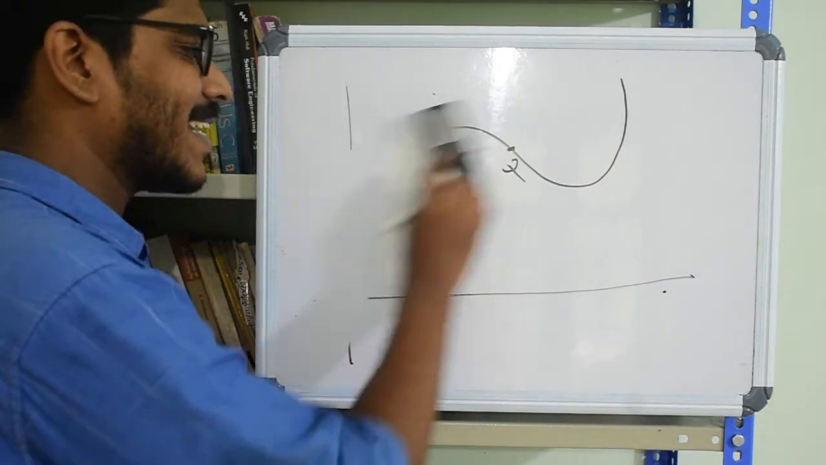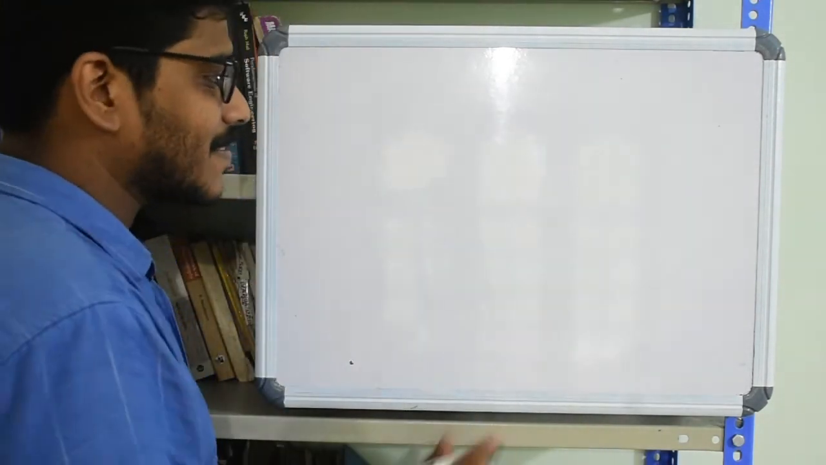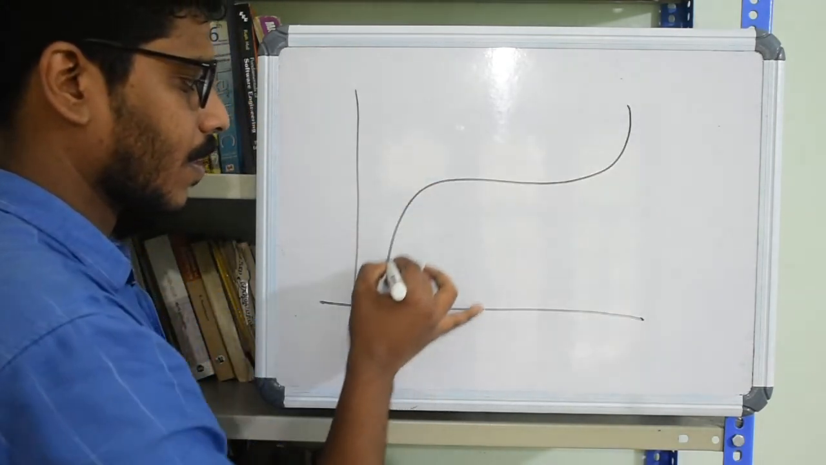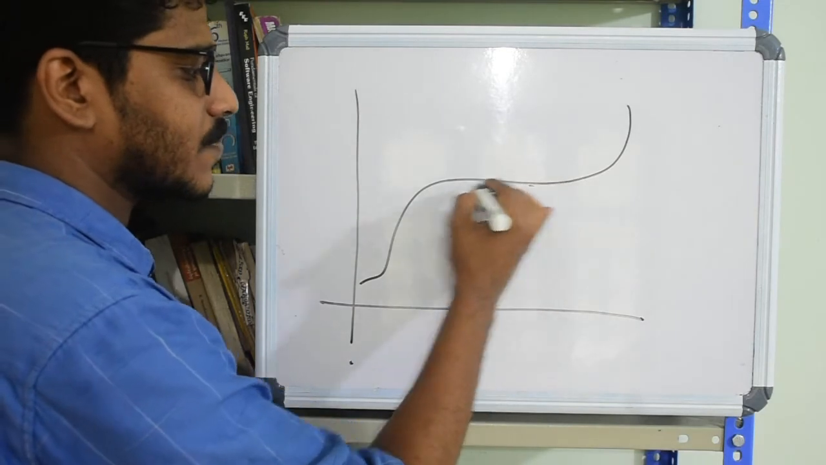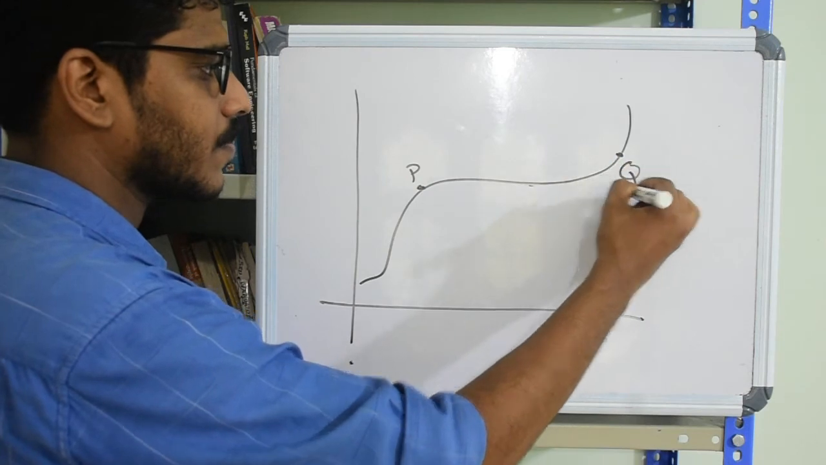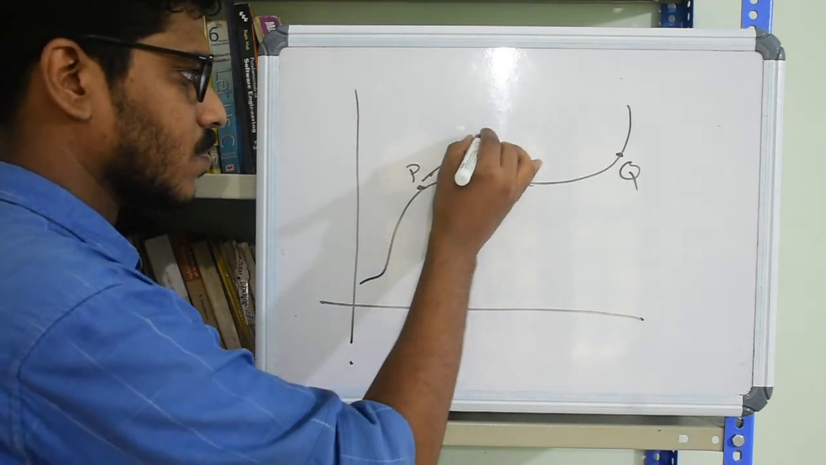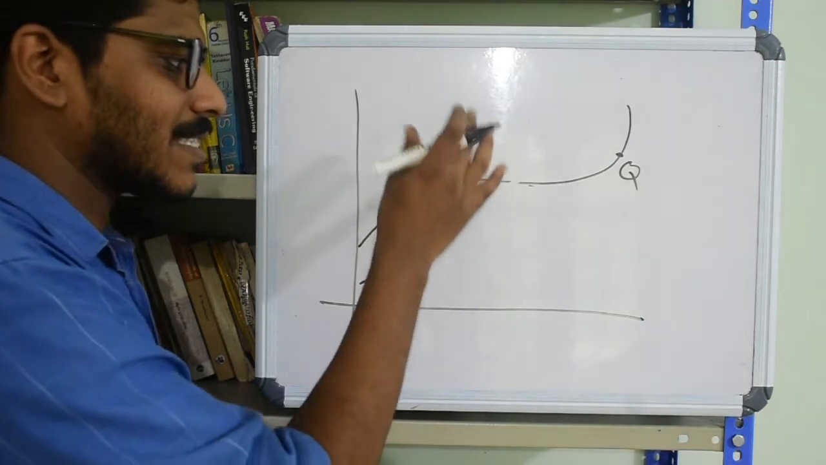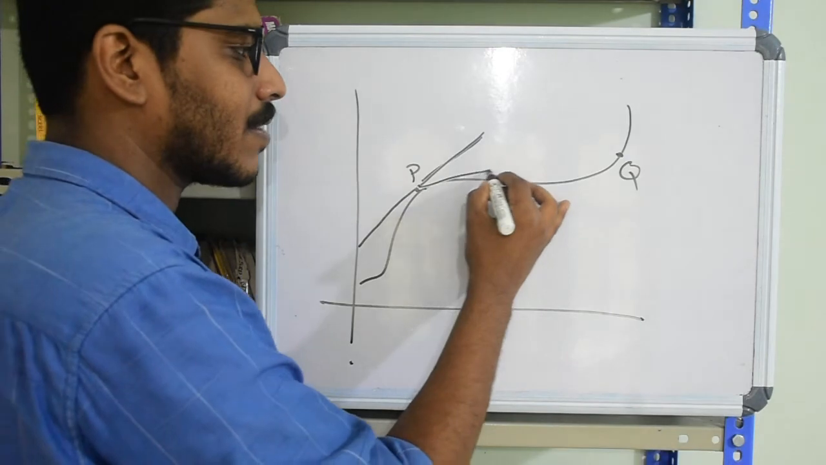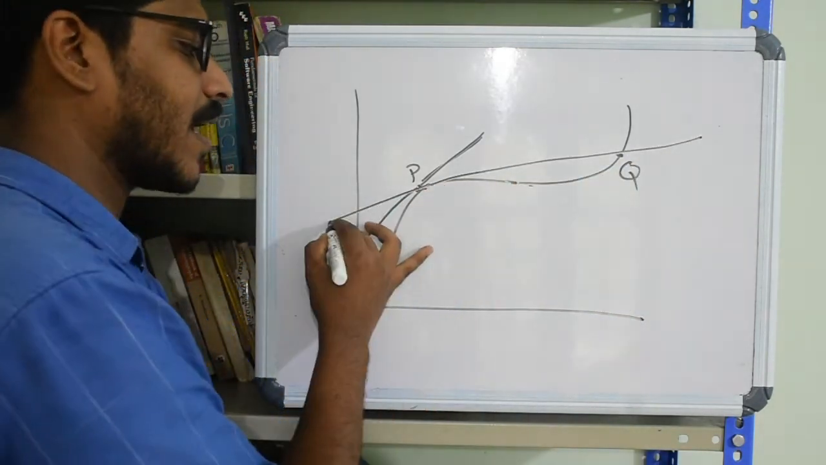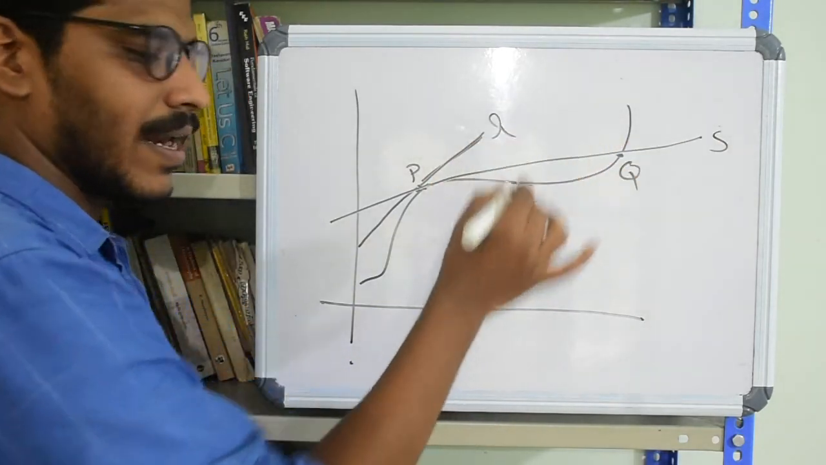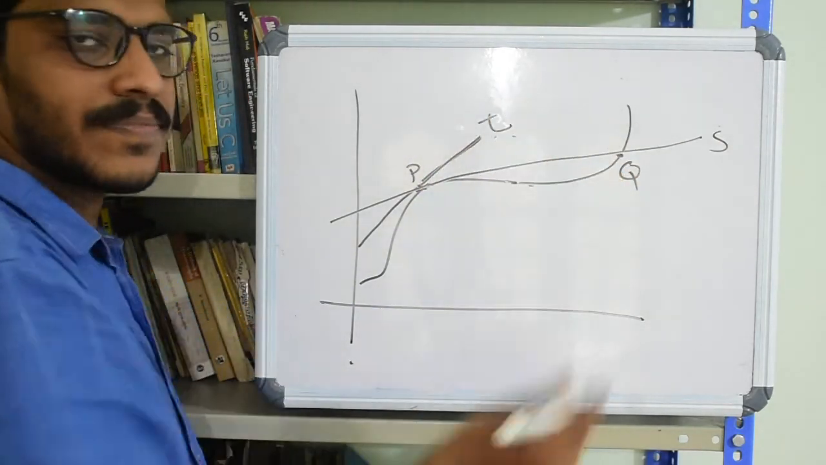See, I'm very bad at drawing graphs. Say this is P, this is Q. So for now, let this be the tangent line at P. Assume that this is the tangent line at P, and this is the secant line passing through P and Q. I call it S, and this is L or T, the tangent line T.